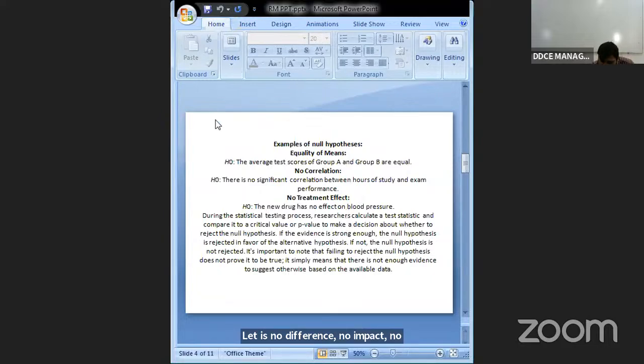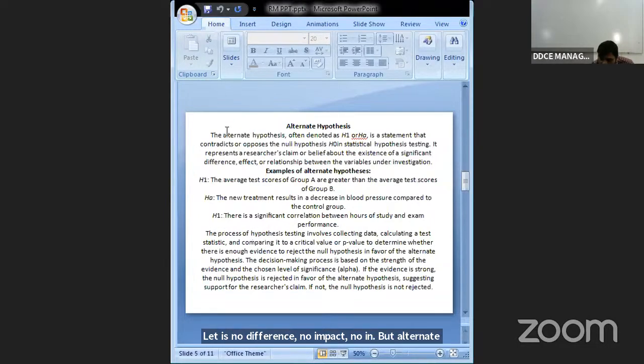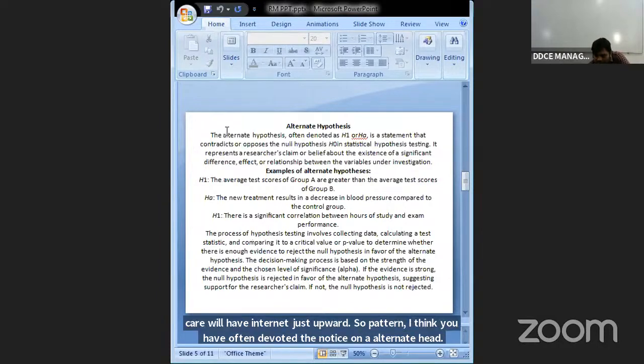But what does alternate say? Alternate just opposes. The notation of the alternate hypothesis is H1, or you can say HA. This statement contradicts or opposes the null hypothesis. Do you understand? That is what we have already discussed.